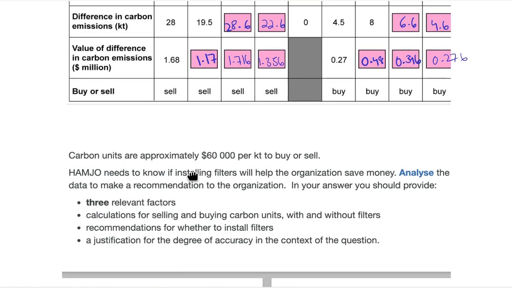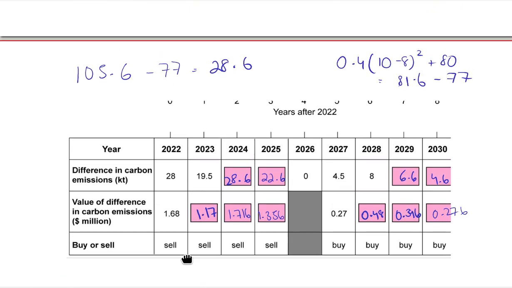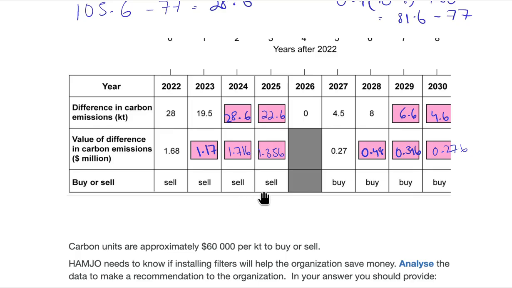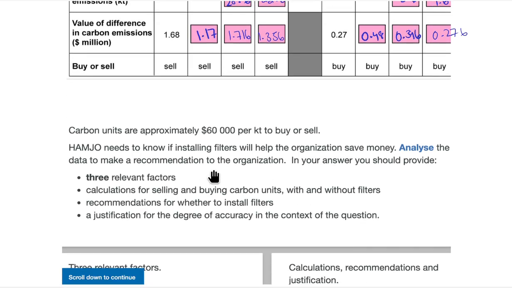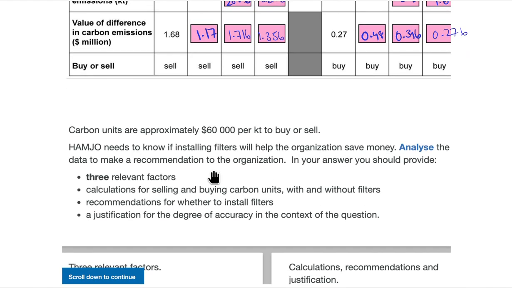So the recommendation should be that Hamjo should not install the filters from a purely short-term financial perspective over this 8-year outlook. Buying carbon credits directly saves the company a huge amount compared to the raw setup cost of the filter framework, unless carbon unit prices are projected to scale dramatically, which is not possible.